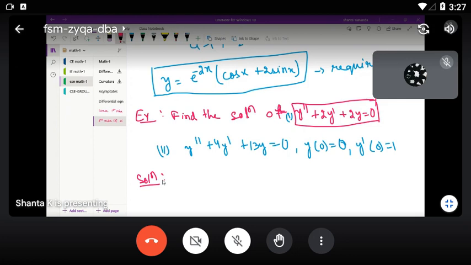And for the first one, y equal to e to the power minus x, c1 cos x plus c2 sin x, and c1 equal to 0 and c2 equal to 1. For the first one, I didn't give any boundary conditions. This is only for the second one. Okay, what are you getting? What is your answer? y equal to e to the power minus x, c1 cos x plus c2 sin x.